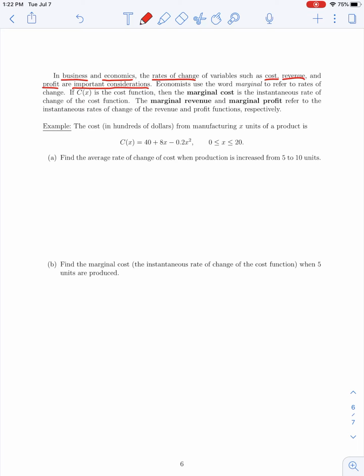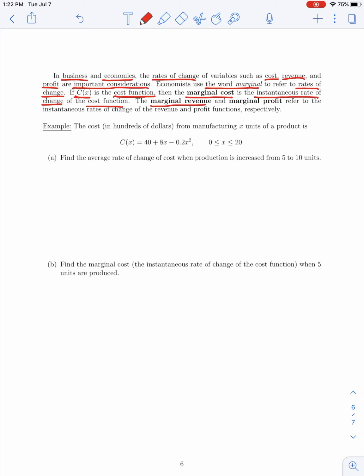Now, in economics, they use the word marginal to refer to rates of change. So when we talk about a marginal cost, marginal revenue, or marginal profit, we're talking about the rate of change of those quantities. So if we have a function, let's say c of x, which represents cost, so we would have a cost function, the marginal cost would refer to the instantaneous rate of change of that cost function.